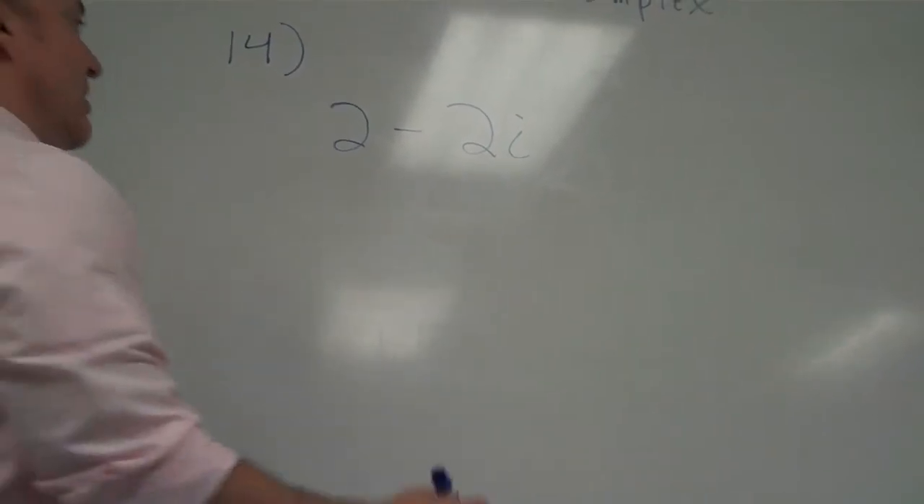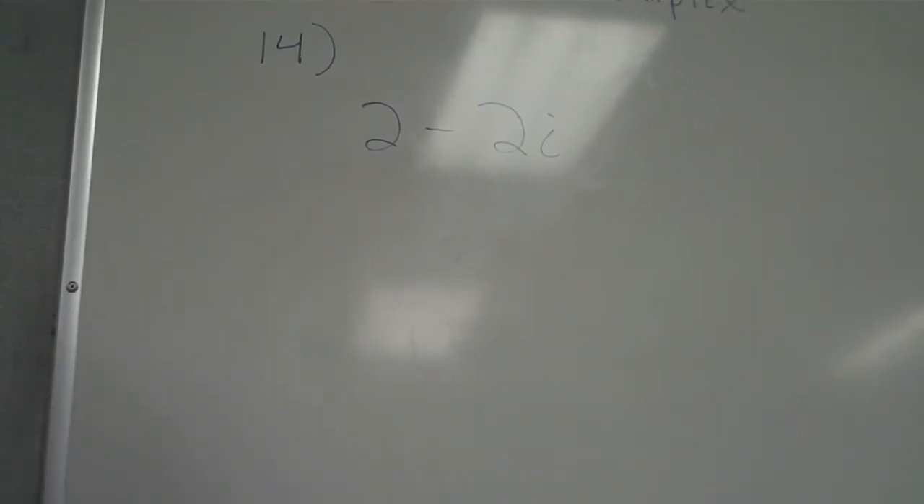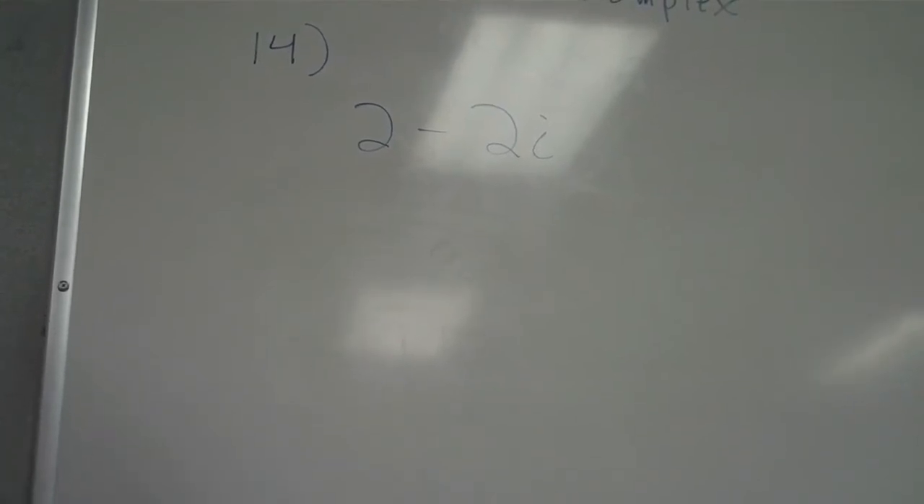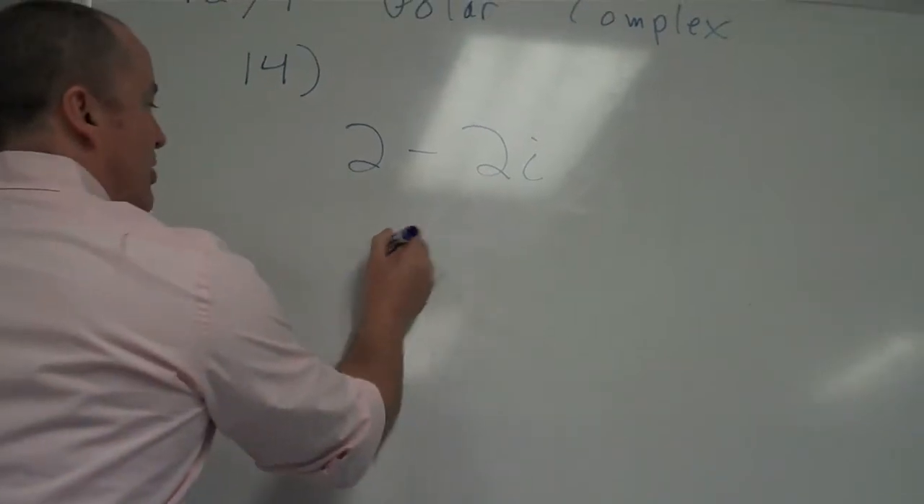There's about 19 different ways to do this. Some of them are very quick, depending on how well you know the unit circle. If you know your unit circle, this goes like that. If you don't, then you don't. I always like to draw it.